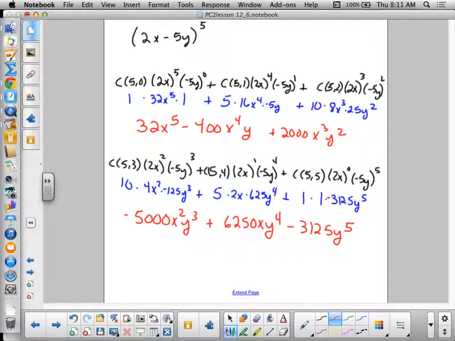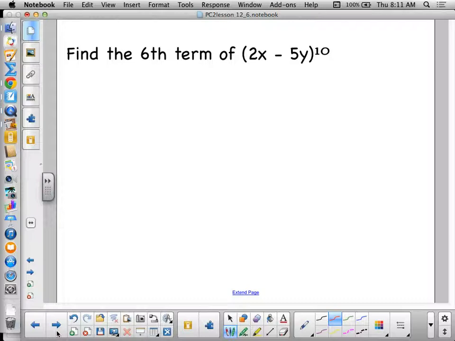Final question we have today. What if I just want the sixth term of 2x minus 5y to the 10th? Well, that's kind of nice. All I want is one term of it. Which term do I get?